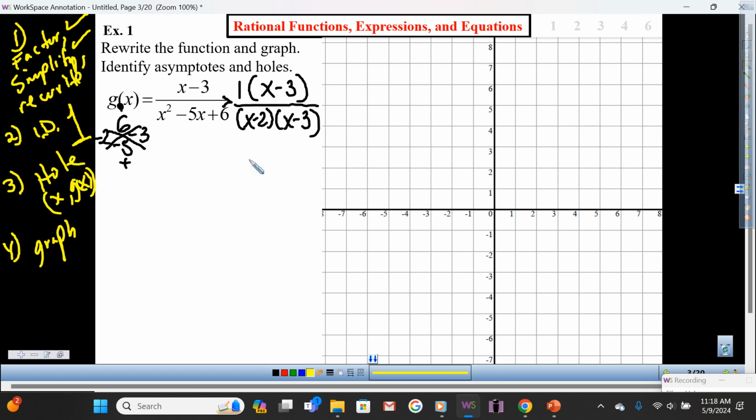Step 2, simplify. Can we simplify this fraction here? Tell your neighbor what to do there. How do we simplify that? Yes, we do what? Giant 1, which is here. And that leaves us with rewriting our equation. What's left? 1 over what? x minus 2. And we're going to label that our g of x.